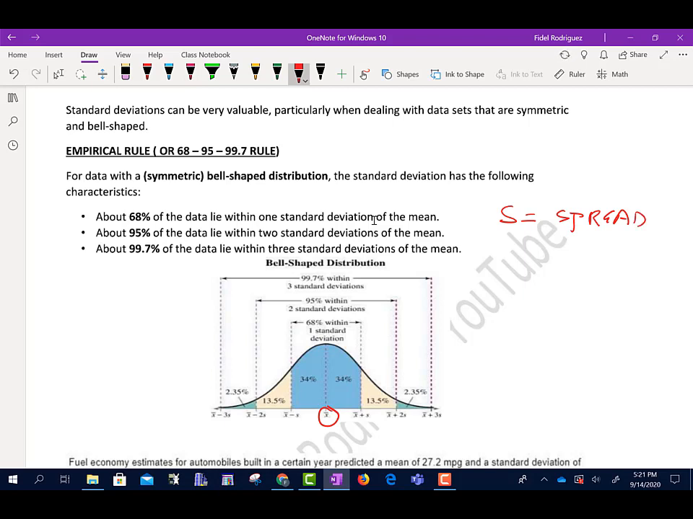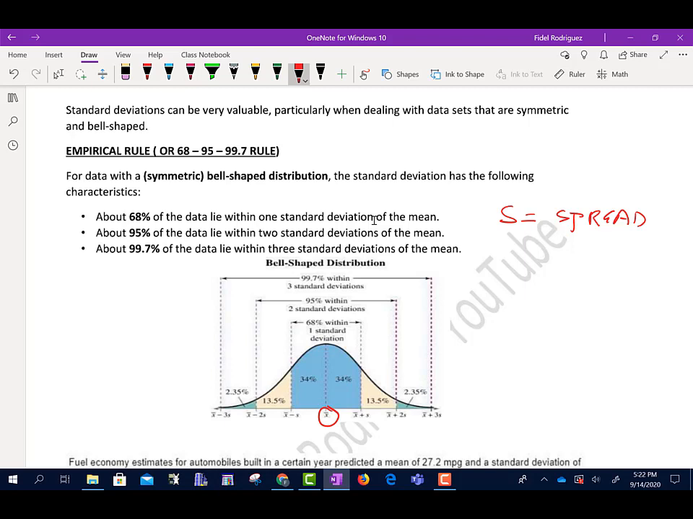And so there's something called the empirical rule, or they call it the 68, 95, 99.7 rule, or sometimes they use 99.8. But it says for data with a symmetric bell distribution, the standard deviation has the following characteristics. About 68% of the data lie within one standard deviation of the mean. About 95% of the data lie within two standard deviations of the mean, and about 99.7% of the data lie within three standard deviations of the mean.